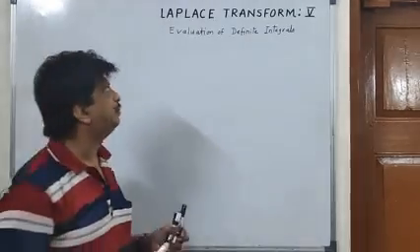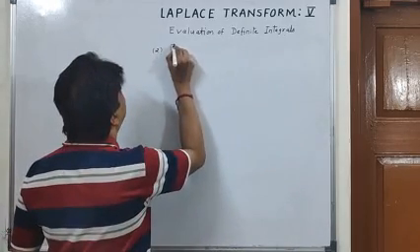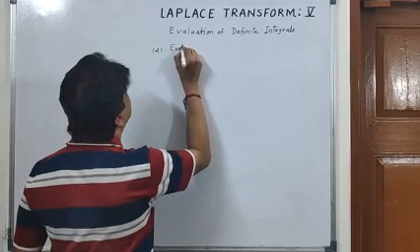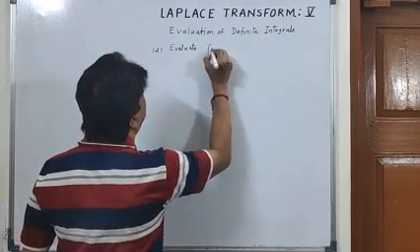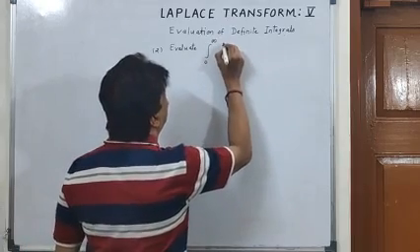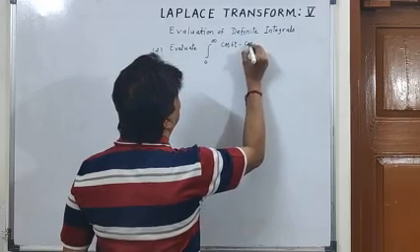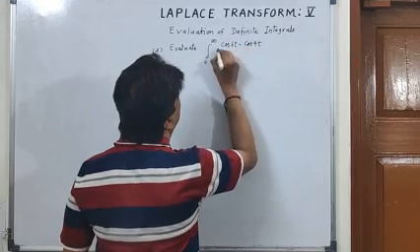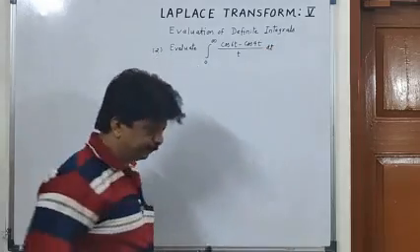Second example, evaluate the integral from 0 to infinity of (cos 6t minus cos 4t) divided by t, into dt.